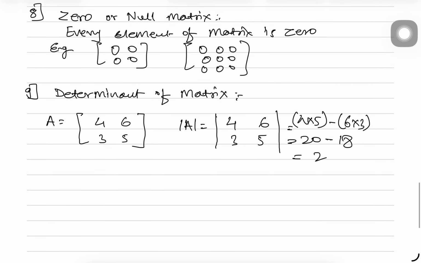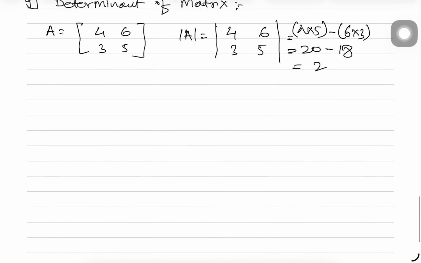So how do we find the determinant of a 2 cross 2 matrix? We represent it with the determinant sign. First row 4 6, second row 3 5, and then we start the solution: 4 into 5 minus 3 into 6. The answer is 2. Clear? And in the next lecture, we will see how to find the determinant of a 3 cross 3 matrix.